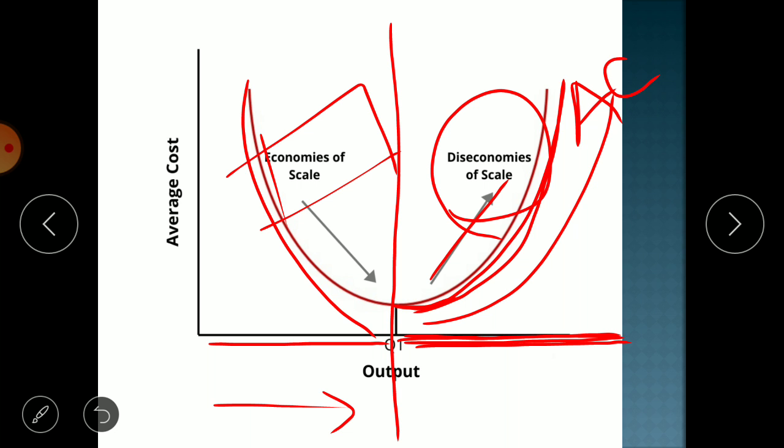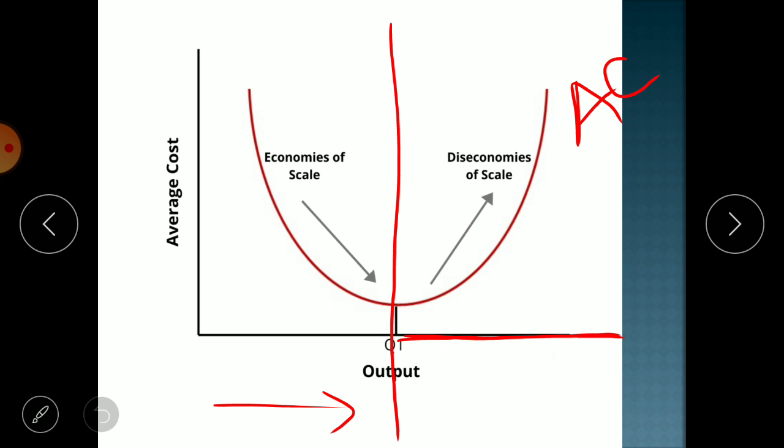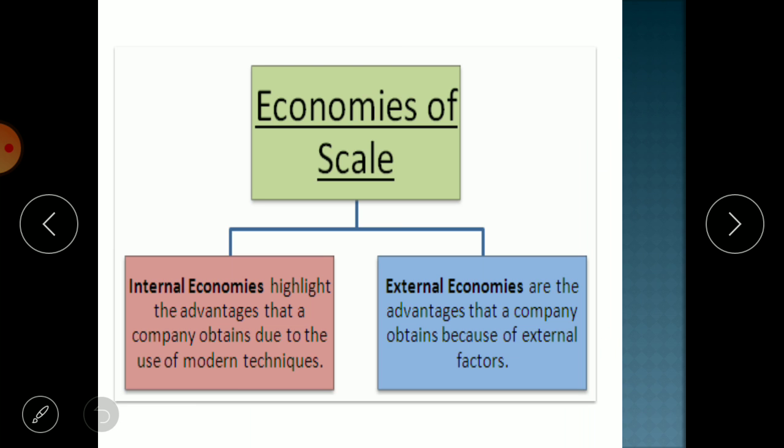In the first part of unit number 2, we need to discuss both economies and diseconomies of scale. So, I have given you the idea about what is economies and what is diseconomies at the introductory level only. Now, let us move ahead. Let us first of all see the economies of scale.